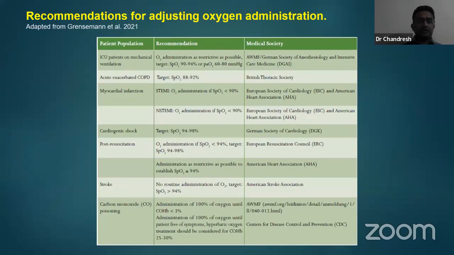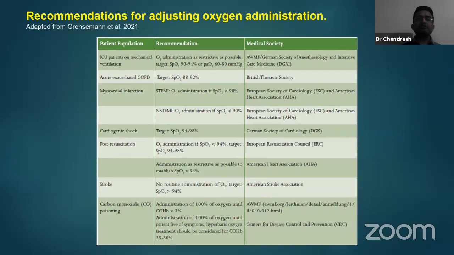So this table I have taken from a recent guideline published in the German literature, the German S3 guideline, which clearly tells about a few clinical scenarios where you have to target SpO2 of which limit. Let's see one by one. In an ICU patient who is on mechanical ventilation, generally our SpO2 target should be 90 to 94%. Even if an intubated patient has a 95% SpO2 level, there is nothing much to worry about if PaO2 is within the range of 60 to 80 mmHg. So don't only look at the SpO2, always try to check the PaO2 level in the ABG as well.